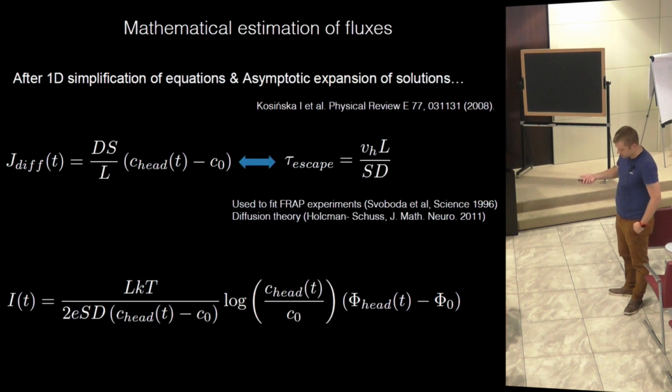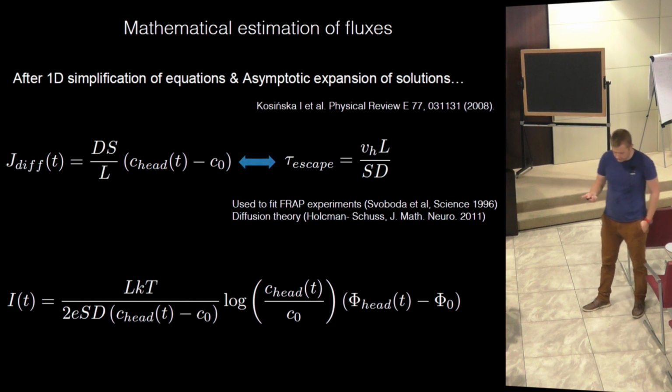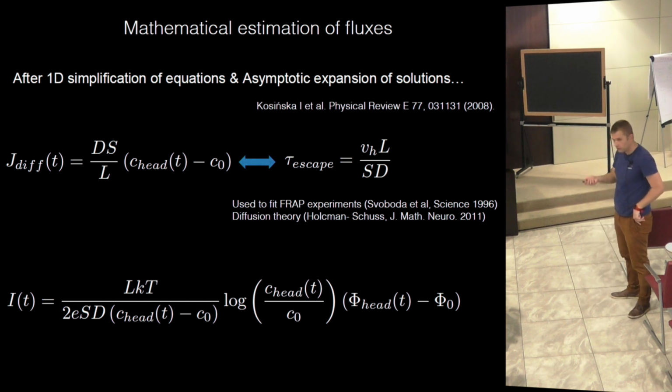Based on this 1D analysis, you can derive an expression for the diffusion flux and the current. Again, this is a first order diffusion. You recognize something that is used to fit FRAP experiments in the spines. You have a gradient of concentration, Cn minus C0, times D, the common diffusion coefficient, and the cross section of the neck.